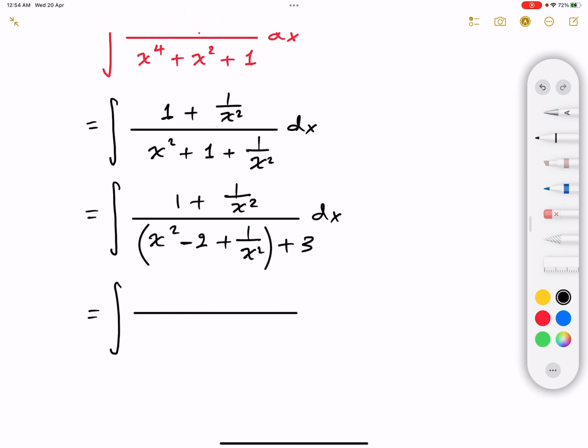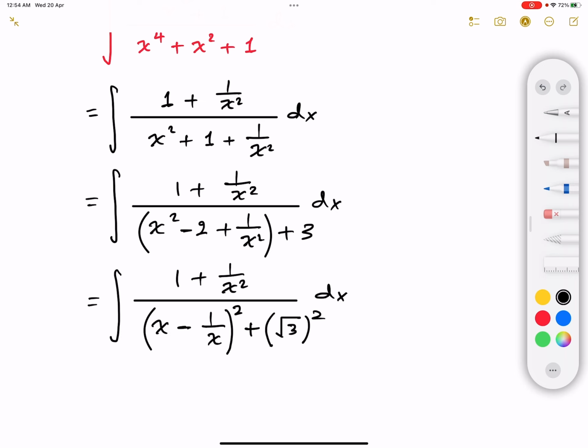Now, if we think about the denominator, it's basically a complete square, which is equal to x minus 1 over x all squared. So we're going to leave the numerator untouched, and the denominator is going to be equal to x minus 1 over x between two parentheses, all raised to the power 2, plus, now 3 is nothing but the square root of 3 all squared, and of course dx here. So now we have a quantity, which is x minus 1 over x, which is squared, plus a constant, which is the square root of 3 squared, with the derivative of the squared quantity x minus 1 over x in the numerator, which is 1 plus 1 over x squared.